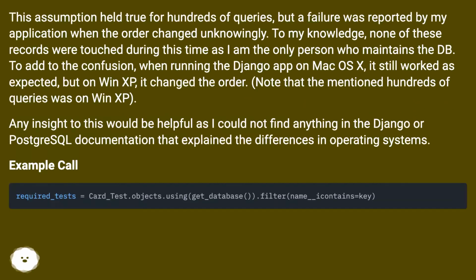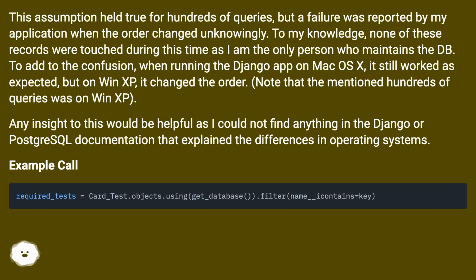This assumption held true for hundreds of queries, but a failure was reported by my application when the order changed unknowingly. To my knowledge, none of these records were touched during this time as I am the only person who maintains the DB. To add to the confusion, when running the Django app on Mac OS X, it still worked as expected, but on Win XP, it changed the order. Note that the mentioned hundreds of queries was on Win XP.